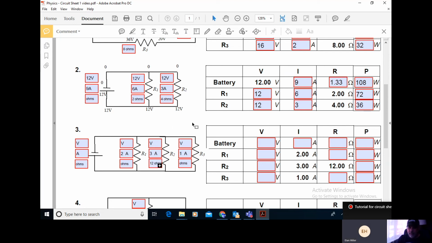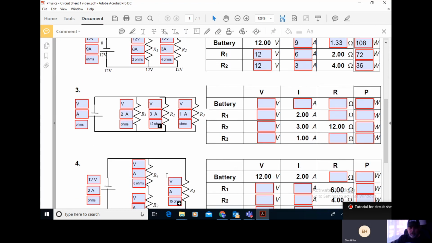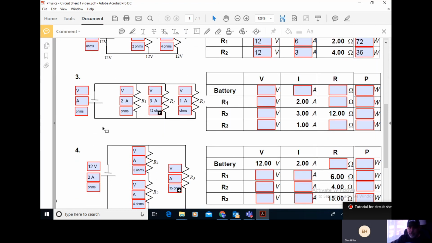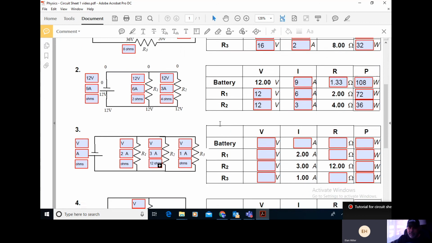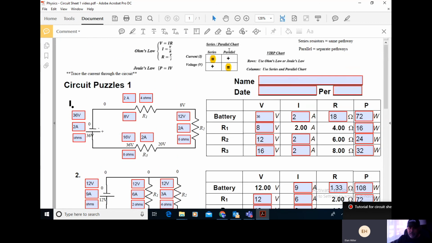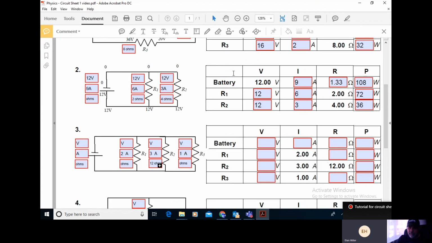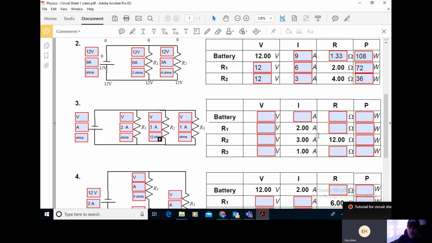Okay, number 3. Also a parallel circuit. Things are split 3 ways, so I'm going to be looking at the parallel side of things. Parallel current is summed, parallel voltage is the same. Notice we can do an Ohm's law calculation here. I have 3 amps times 12 ohms, 36 volts. Okay, so I can fill that out right off the bat.